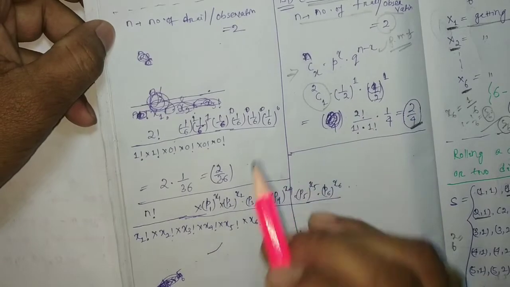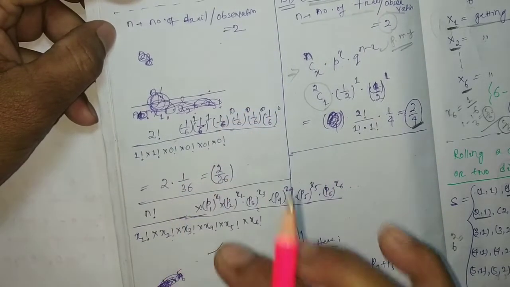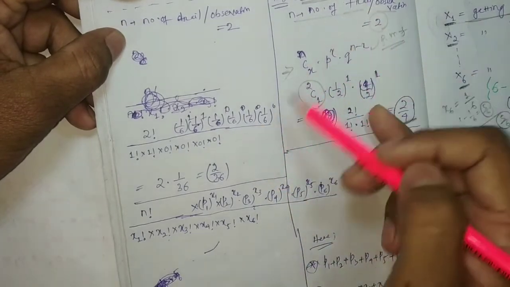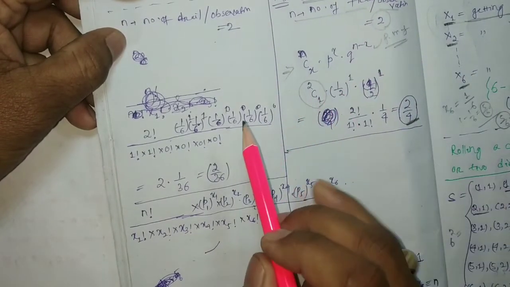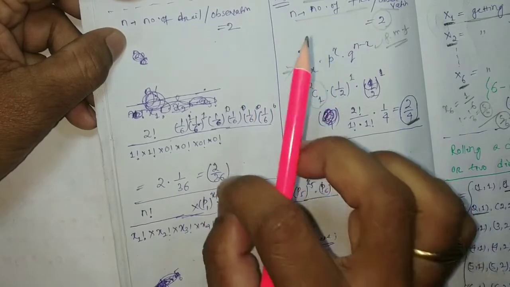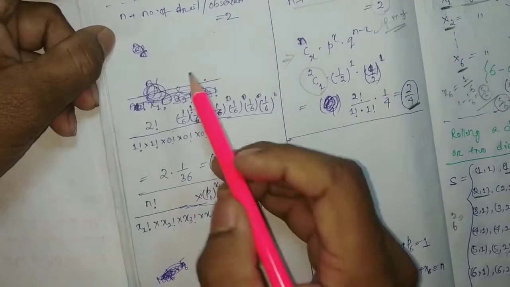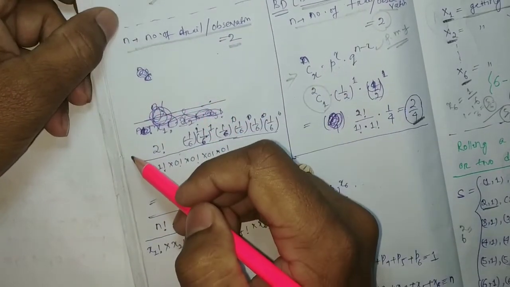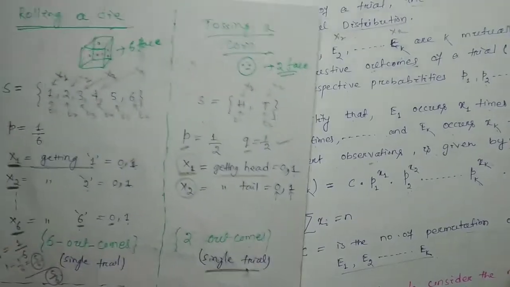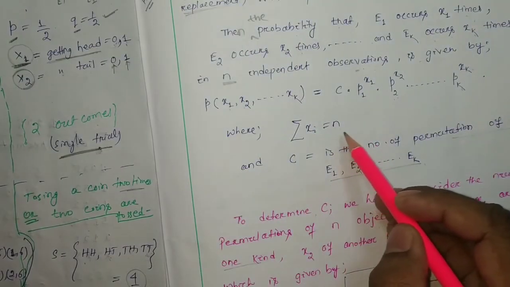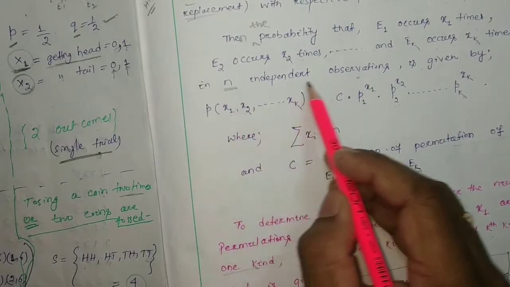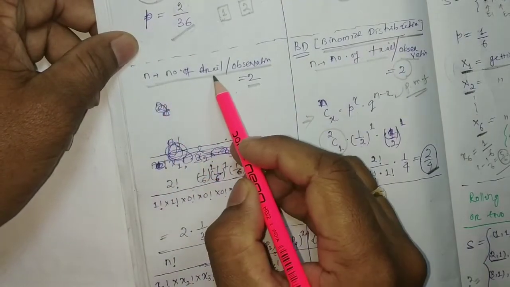You just watch, I am explaining. It is very similar to the binomial distribution, but somewhat different. What is the difference? You can understand now. See, here the number of trials or observations is 2. What is n? Small n is the number of independent trials or observations, that is your 2.